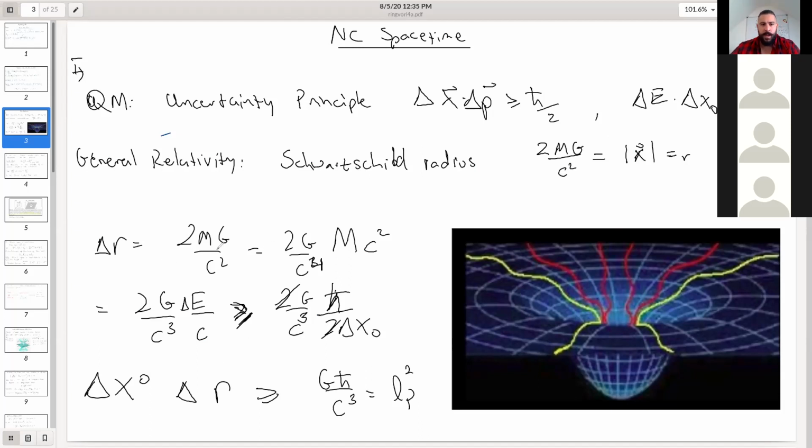And now you can do a heuristic explanation. Let Δr be 2mG divided by c². Here mc² is the energy, the most famous formula in the world, right? The energy is equal to mc². Then instead of mc², I put ΔE and I divide here by c, and then I get, in a sense, Δr is greater or equal than Għ divided by c³ΔX⁰. If I multiply ΔX⁰ to the other side, I get a new uncertainty principle, a mixture of this and the Schwarzschild radius.